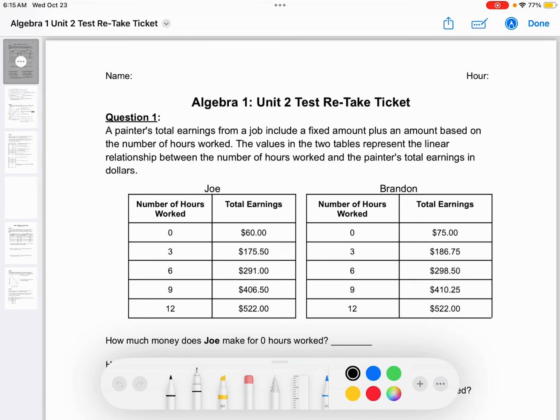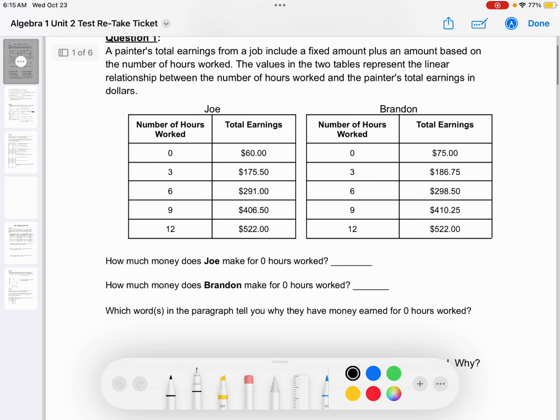So question 1, we have painter's total earnings from a job include a fixed amount plus an amount based on the number of hours worked. The values in the two tables represent the linear relationships between the number of hours worked and the painter's total earnings in dollars. So here we have two tables that describe the earnings of Joe and of Brandon, who are two painters. So these two tables show the earnings of these two painters.